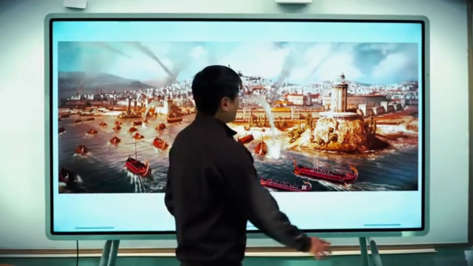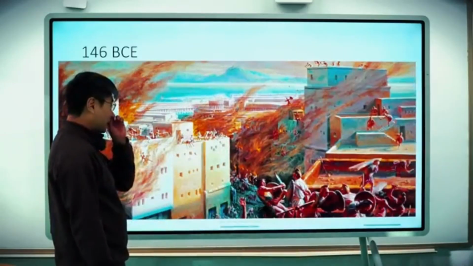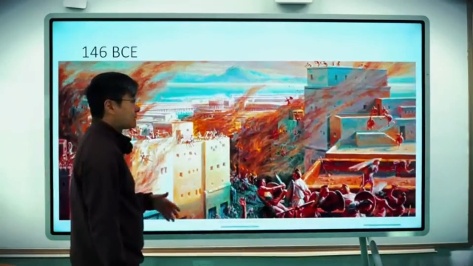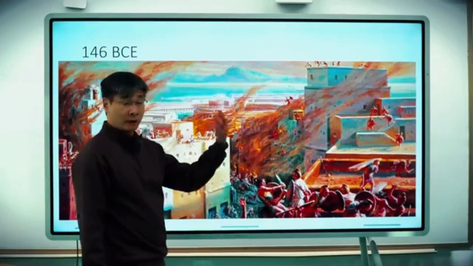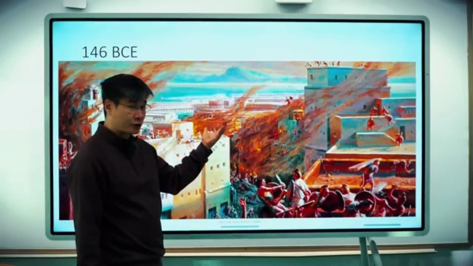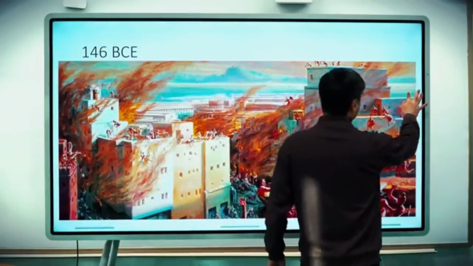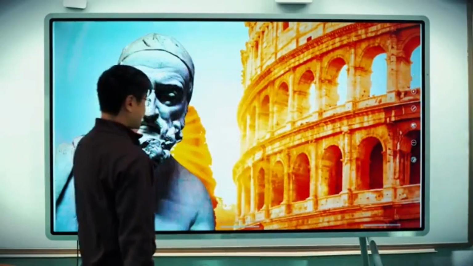Now, this is a siege of Carthage that lasted many years in the Third Punic War. The Romans, if they don't like you, they will come and kill every one of you, okay? And that's what they did in Carthage. Now, during this war, a Greek named Polybius, okay?